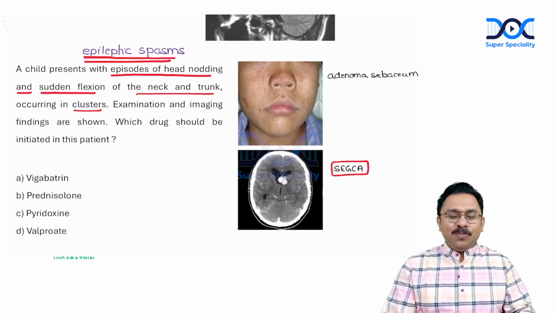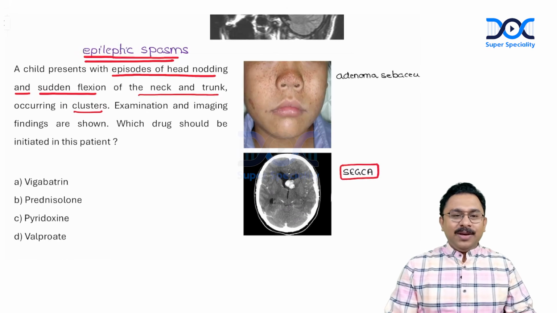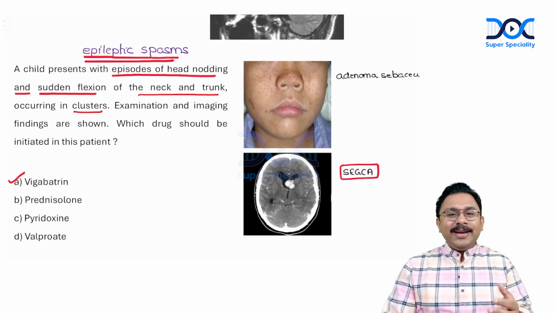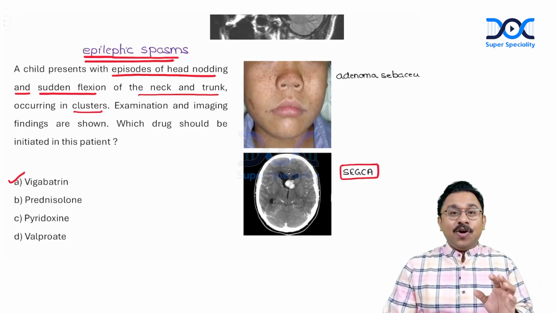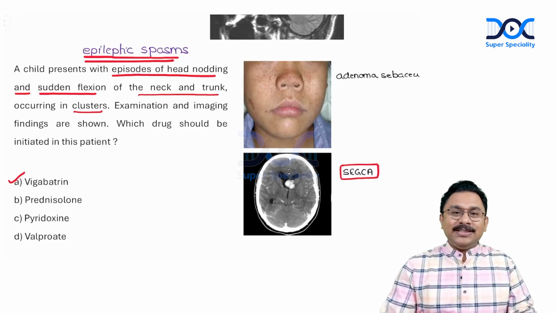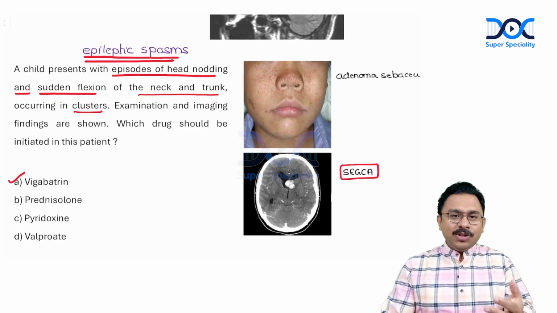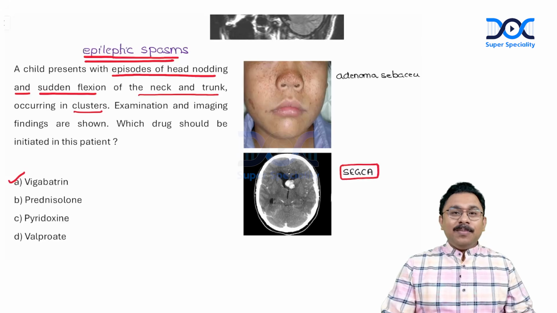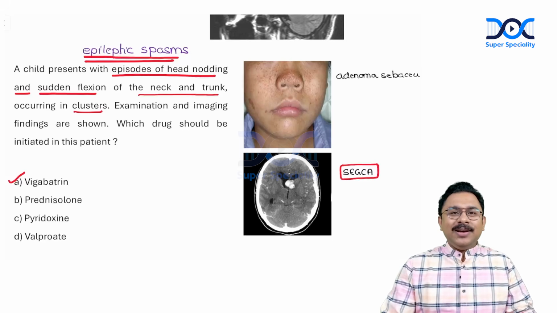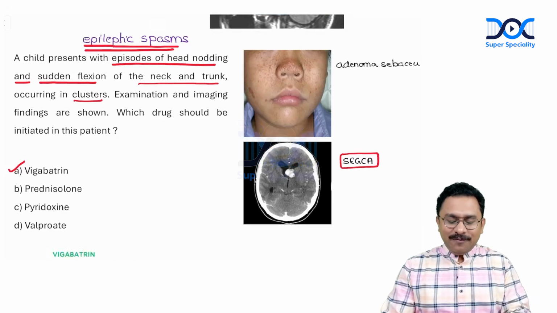And what drug should be initiated in this patient? Well, I've taught you this. What is the drug to be initiated? It has to be vigabatrin. So we know that epileptic spasms can occur in the context of West syndrome, wherein IV ACTH is the drug of choice. You can also consider prednisolone. But when you have epileptic spasms in the context of tuberous sclerosis, I've always told you the preferred drug to be initiated is vigabatrin. Okay, vigabatrin.